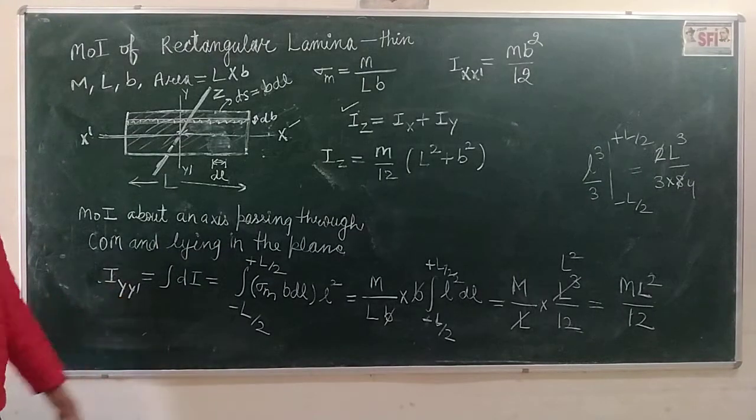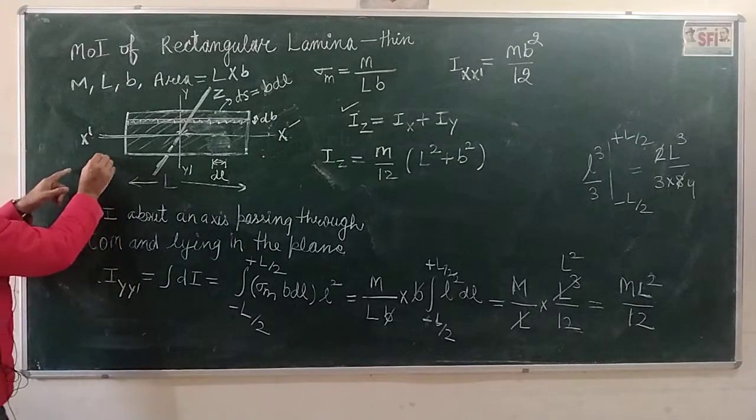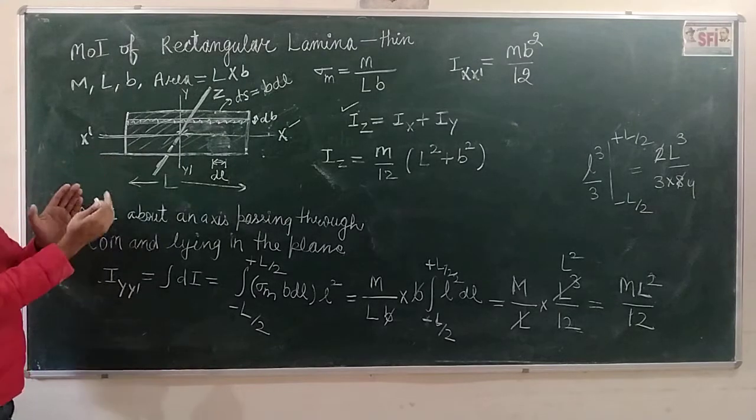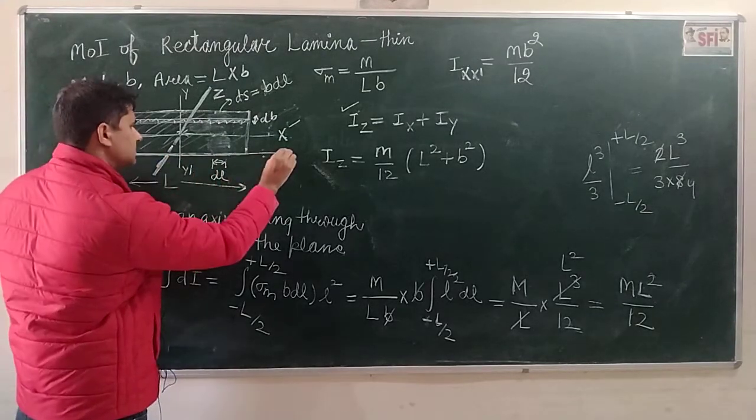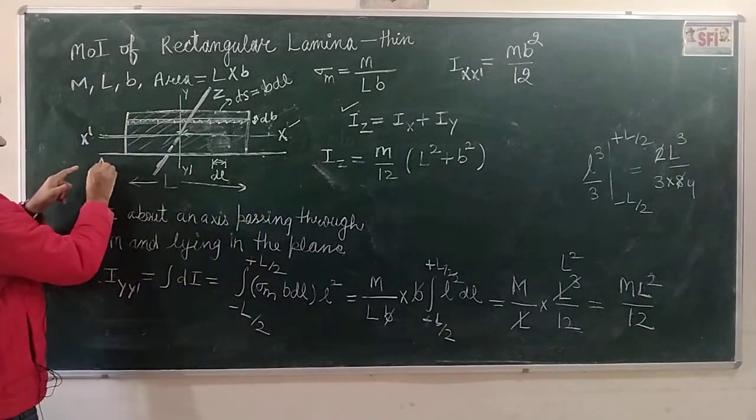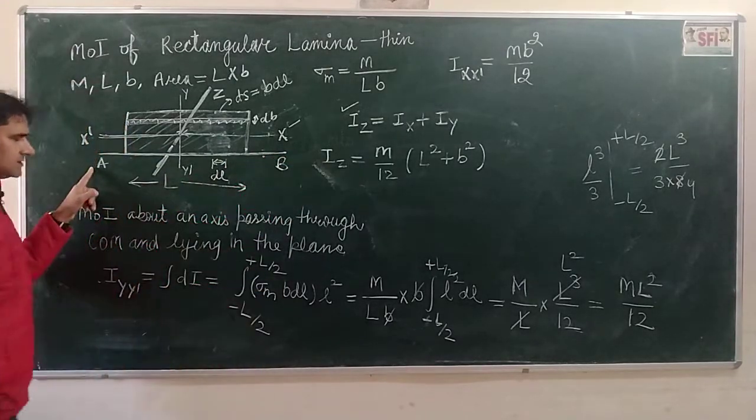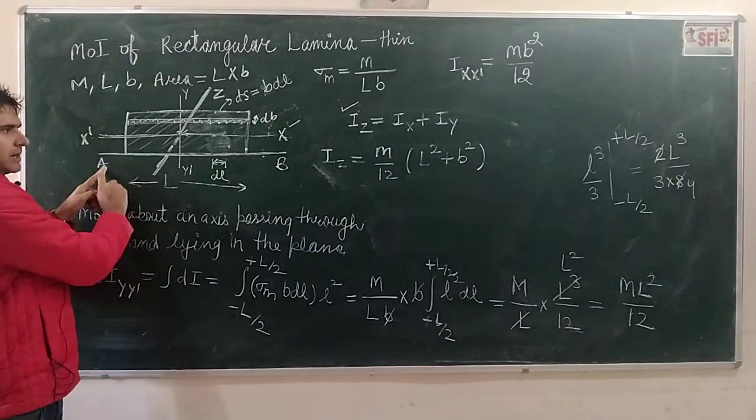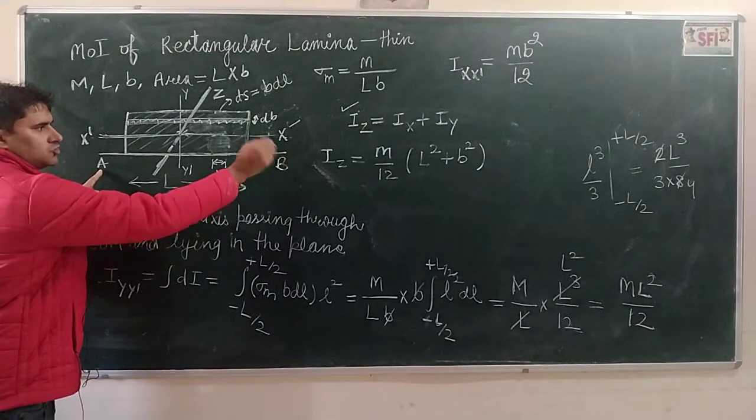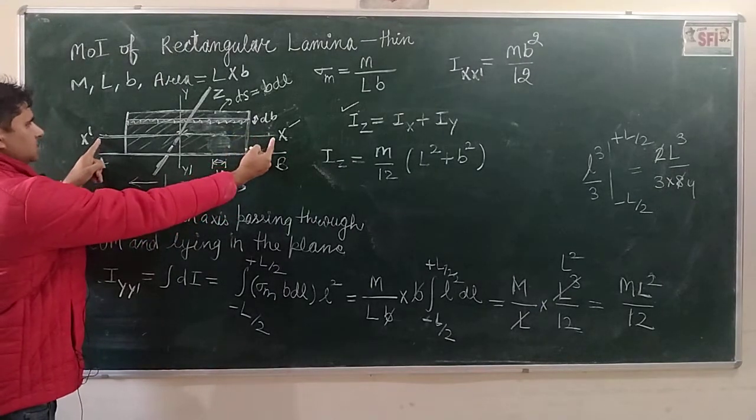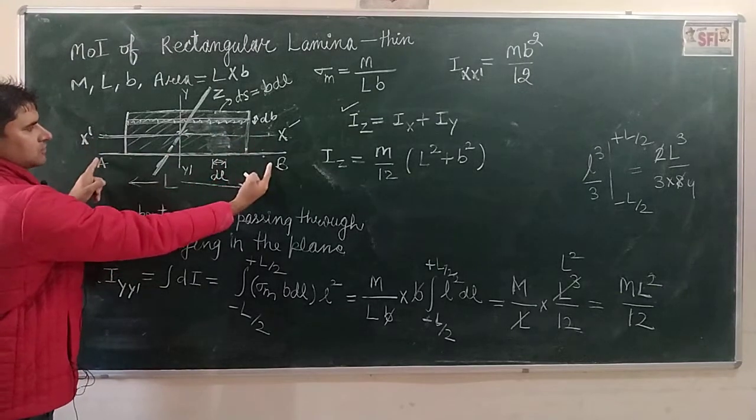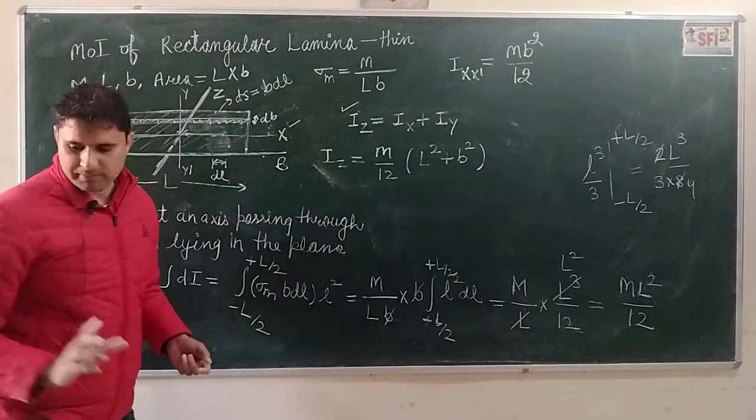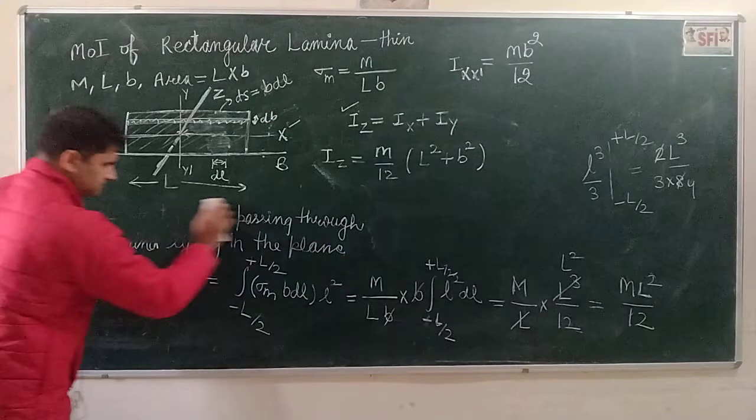You can do other cases. If you have an axis which is along the length and passing through the edge, suppose this is the axis, and this axis is AB. So these are the cases. Now to find the moment of inertia about the axis AB, you will identify the axis which is passing through the center of mass and parallel to this axis. Okay, so you will make use of the parallel axis theorem to solve such cases.